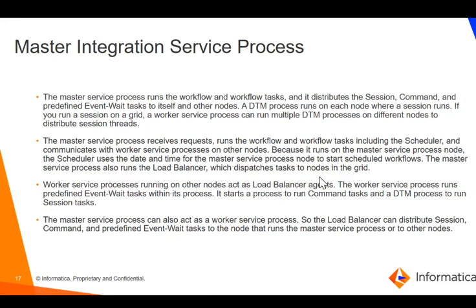Now, the worker service processes running on other nodes act as load balancer agents. The worker service process runs the predefined event wait task within its process. It starts a process to run a command task and a DTM process to run a session task. The master service process can also act as a worker service process. So the load balancer can distribute session, command, and predefined event wait tasks to the node that runs the master service process or to the other nodes. Just what I explained.